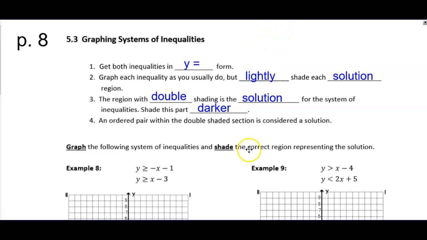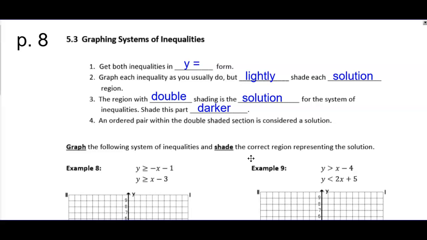All right, so the steps to graphing a system of inequalities. First off, the system means that there's more than one. So if we have to graph more than one at the same time, first thing we need to do is make sure that they're both in y equals form so that we're able to graph them. We need to be able to see the slope and see the y-intercept and get the lines plotted correctly.